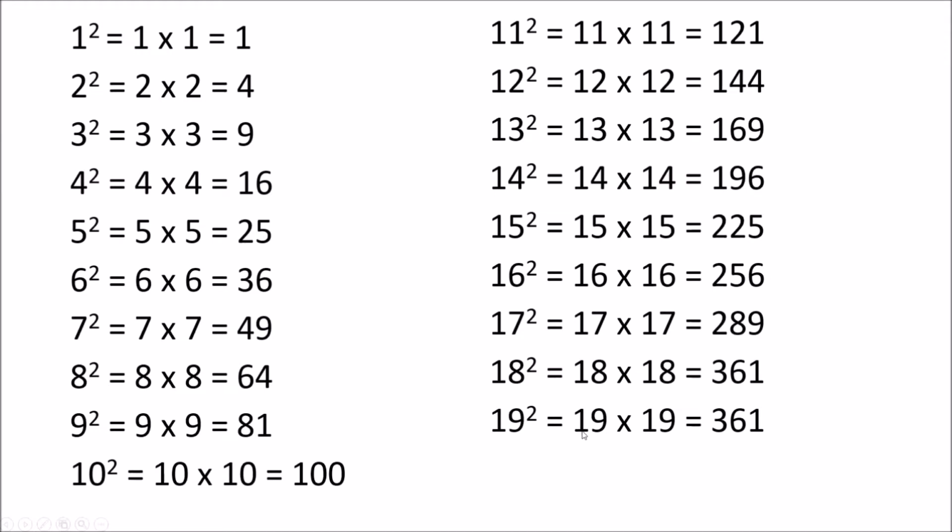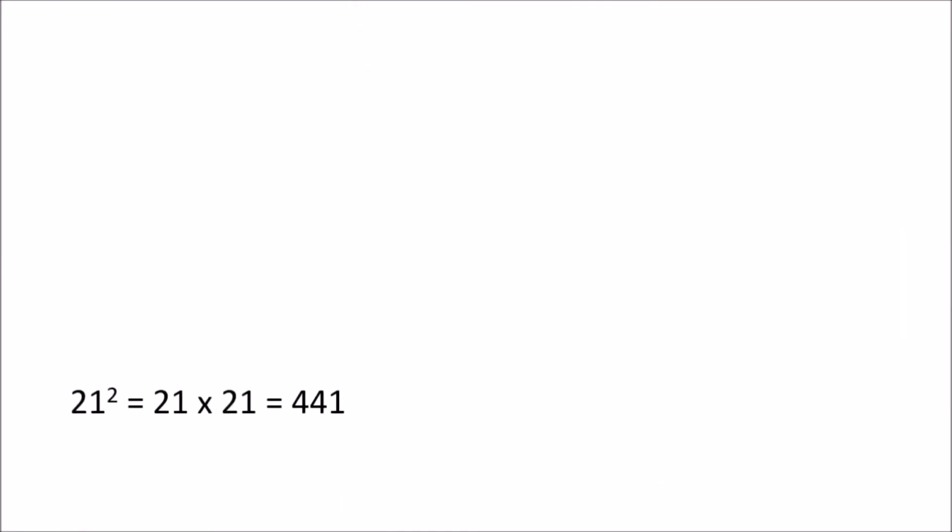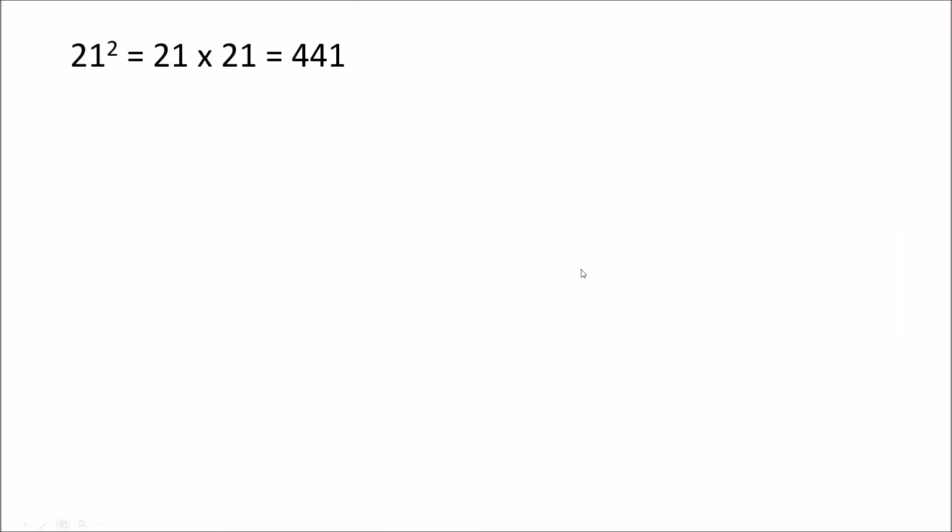19 squared is equal to 19 times 19 equals 361. 20 squared is equal to 20 times 20 equals 400. 21 squared to 30 squared.